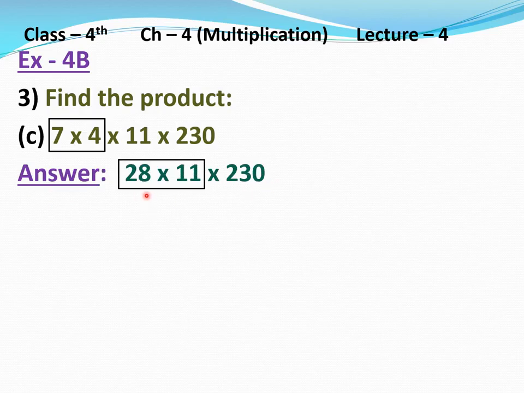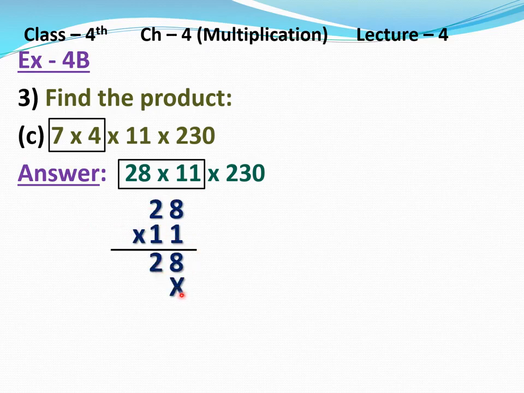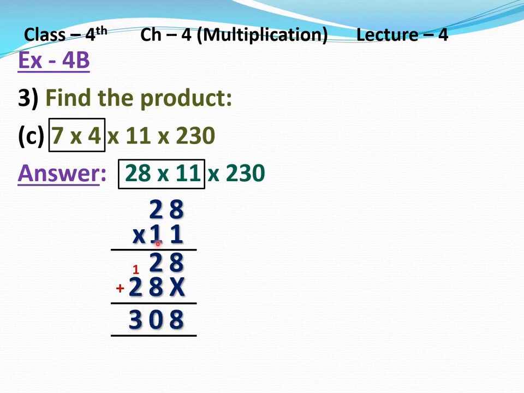Now multiply 28 by 11. So write down 28 multiply 11. See, 1 8 is 8. Write 8 here. 1 2 is 2. Write 2 here. Now put 1 cross here. Now multiply 28 by 1. See, 1 8 is 8. Write 8 here. 1 2 is 2. Write 2 here. Now we will do addition. Write 8 as it is. 2 plus 8, 10. Write 0 here and 1 carry. 1 plus 2, 3. Write 3 here. 28 multiply 11 equal to 308.